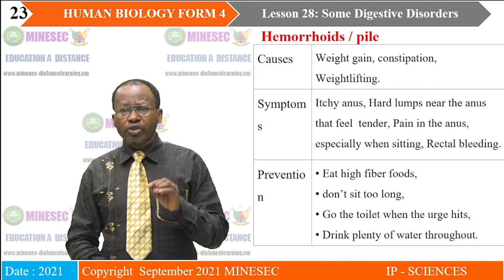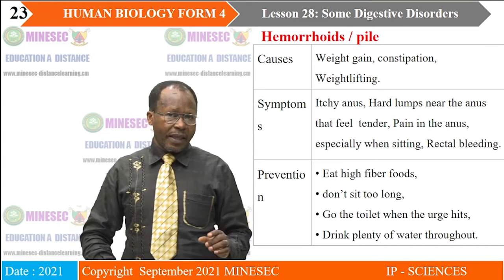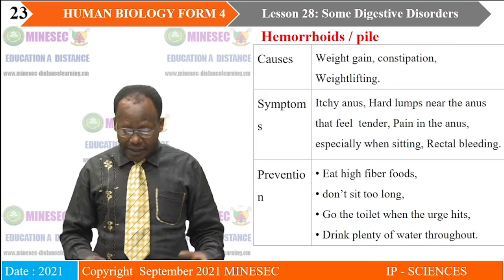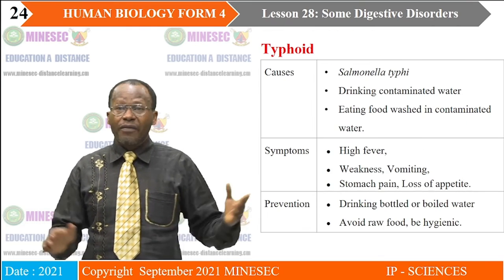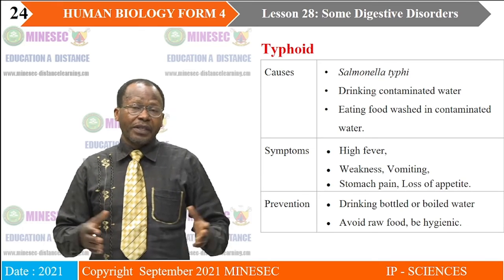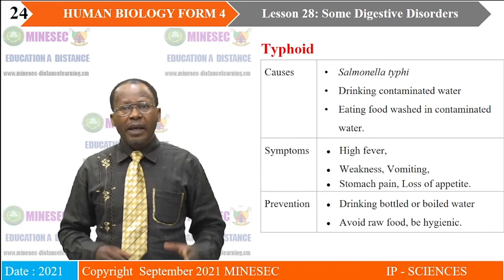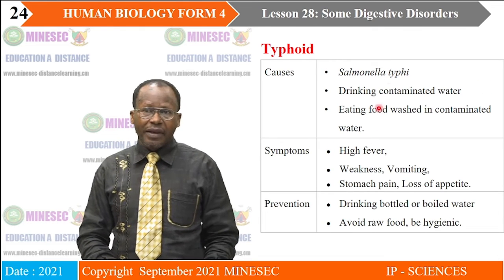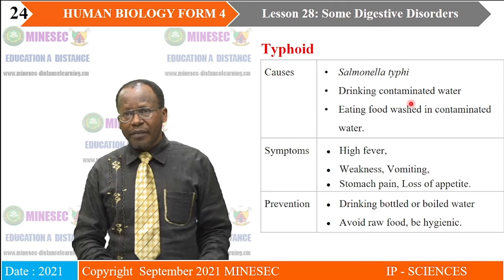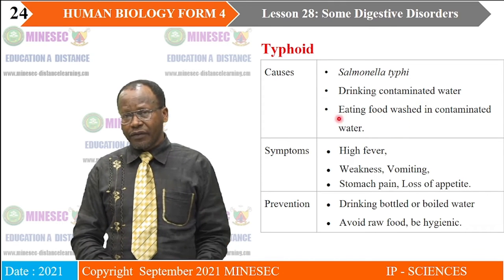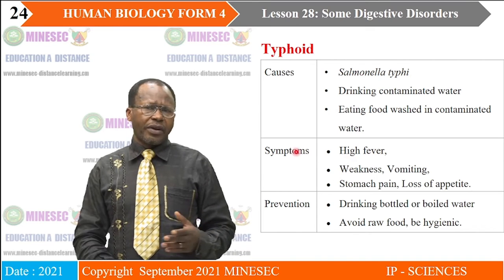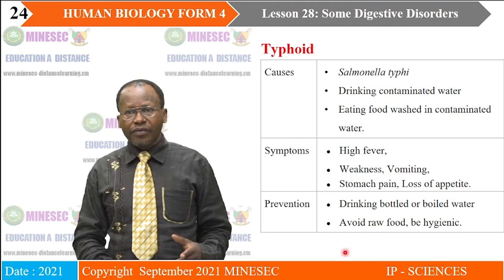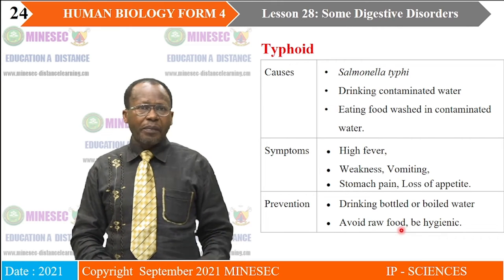And it's also good to drink a lot of water throughout the day. In fact, it is advisable that you drink water in the morning. Some persons can drink as much as half a liter in the morning on an empty stomach before they start any other thing. Then what about typhoid? What actually causes it is a bacteria we call Salmonella typhi. And you can get it from contaminated water or even food, and especially fermented foods. And what will you have to know that you suspect that you have typhoid? You can have high fever, weakness, vomiting, stomach pain, loss of appetite, and all the others.